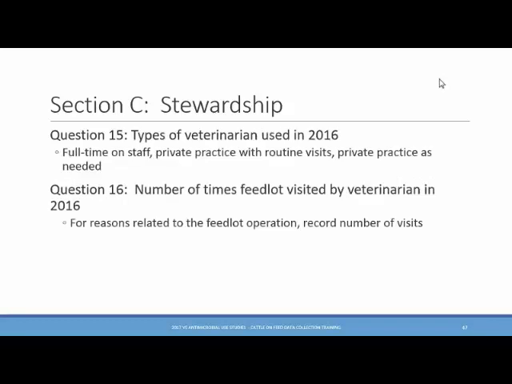Okay, question 15. We're looking at the types of veterinarians that were used in 2016, and the options are whether they have a full-time veterinarian on staff, which might be the owner of the operation, if the owner is a veterinarian, whether they use a private veterinary clinic with the veterinarians making regular or routine visits, or a private practice as needed, and that would be as they're called in. Okay, moving on to question 16 then, is the number of times the feedlot was visited by a veterinarian in 2016, and that's related to the feedlot operation, recording the number of visits.